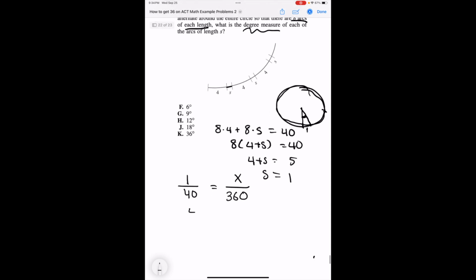Well, cross multiply. 40x is equal to 360. So x is equal to 360 divided by 40, which is 9. So the answer would be G, 9 degrees.